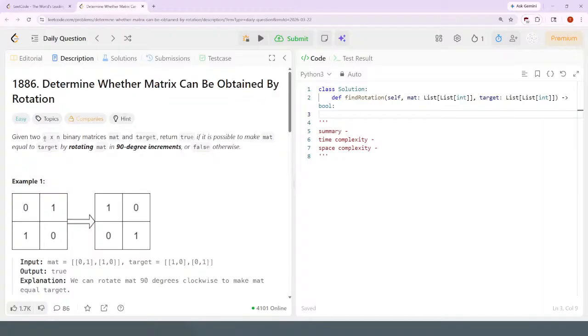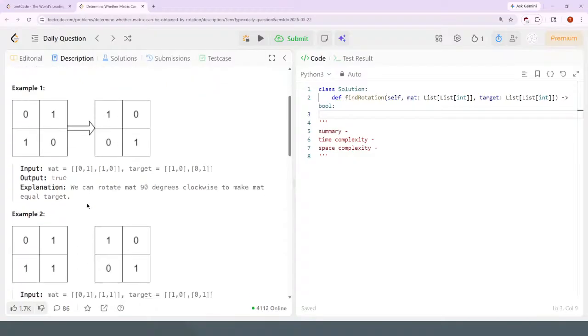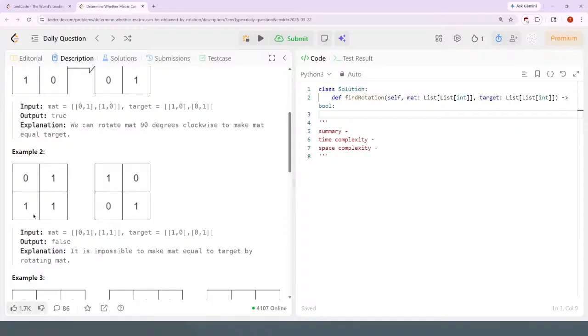Given two n by n binary matrices, mat and target, return true if it's possible to make mat equal to target by rotating mat in 90-degree increments, or false otherwise. So here, rotate by 180. No, rotated by 90, either clockwise or counterclockwise. Here, it is not possible.